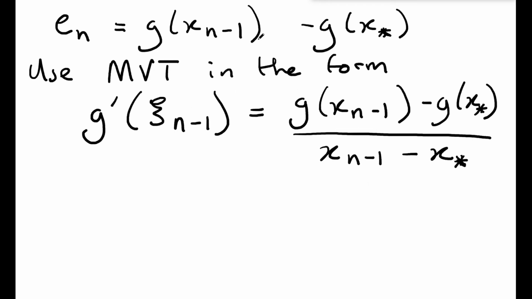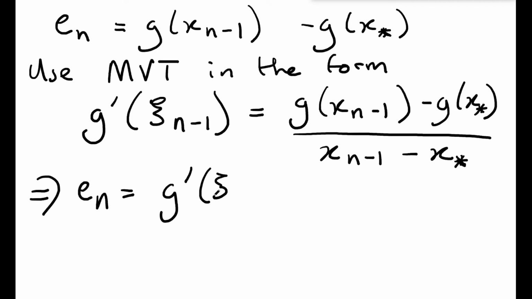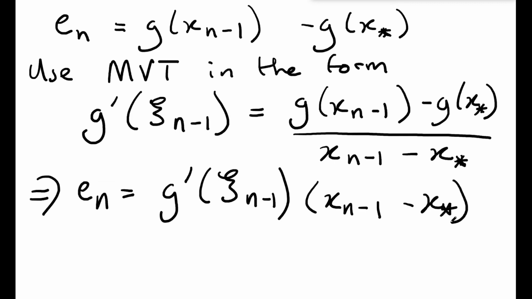And of course here we've got the differences of g variables, so we just substitute in. So that implies that E of n now equals g prime psi of n minus 1 times x n minus 1 minus x star. Okay, so we're getting somewhere, which intuitively seems right. We want to prove that its convergence depends on g prime, and we also want to have a rule for the error.